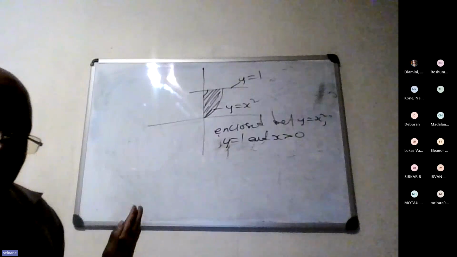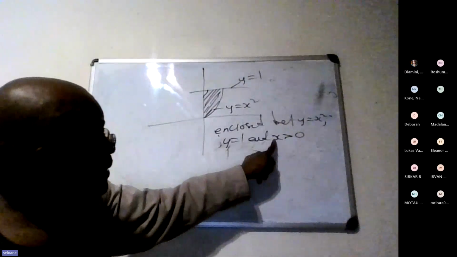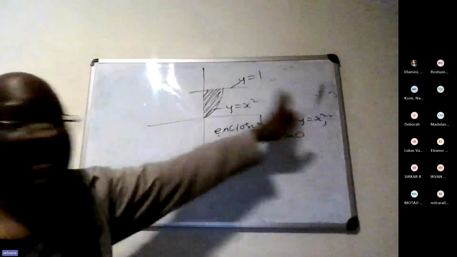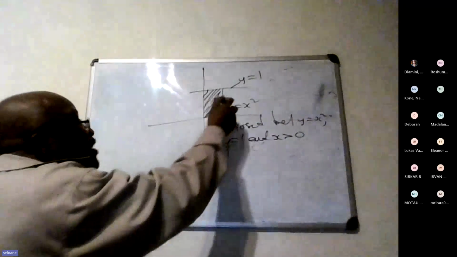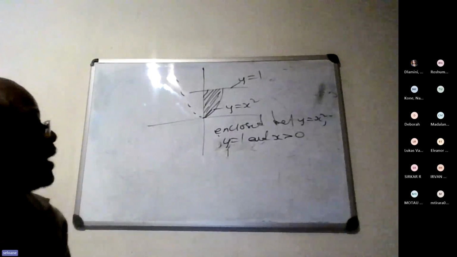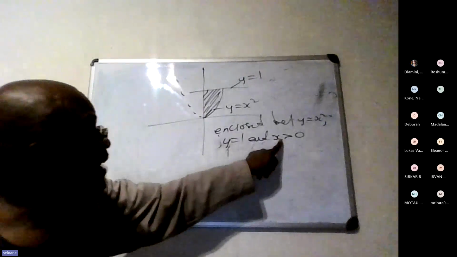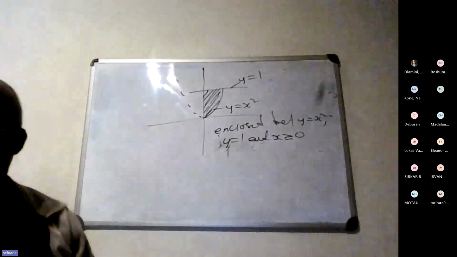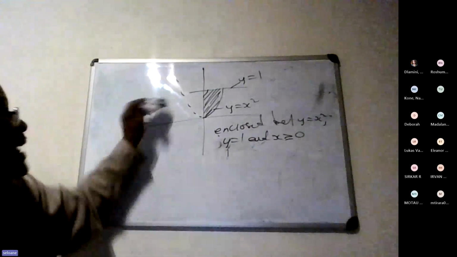What about the left? We are saying it must be the region where x is greater than 0, meaning this side, because y equal to x squared is not only this, it will also be this one. But we're saying consider it where x is greater or equal to 0, so that we include this one. Does it make sense?